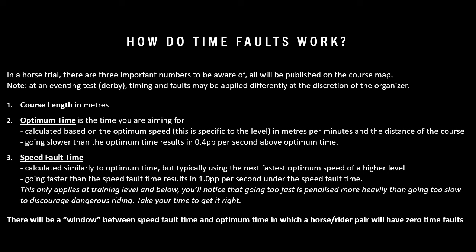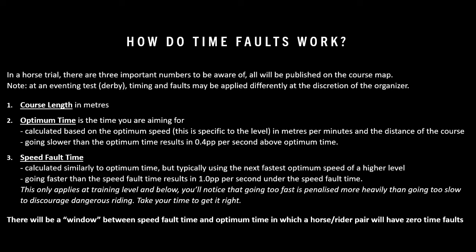That's the distance you're going to travel from the start box to the finish flags. The next is the optimum time. That is the time that you are aiming for. It is the most important time on this piece of paper. If you go the correct speed for your level, you'll come in exactly at optimum time. That's because it's calculated based on your optimum speed for your level in meters per minute and the distance of the course in meters. So the result should be an optimum time listed in minutes and seconds.